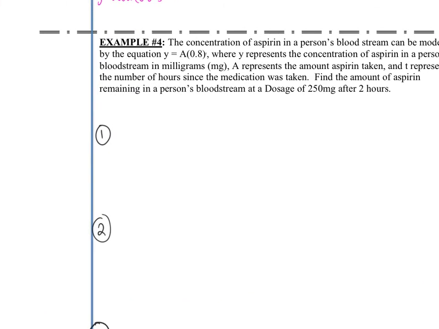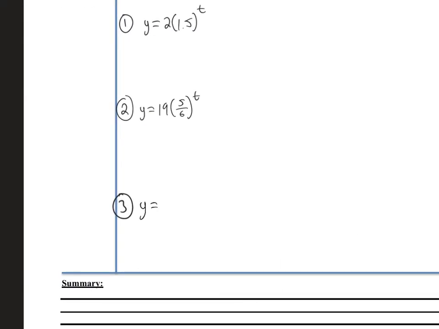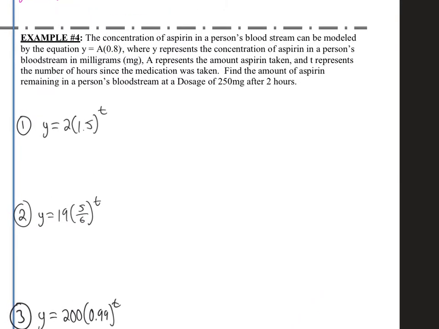Okay, so example 1 is going to be y equals 2 times 1.5 all to the t. Number 2 is going to be y equals 19 times 5/6 all to the t. And number 3 is going to be y equals 200 times 0.99 all to the t. Okay, and we're going to be looking for growth or decay. We're going to be looking for the growth factor and decay factor. And we're going to be looking for percent of increase or percent of decrease.